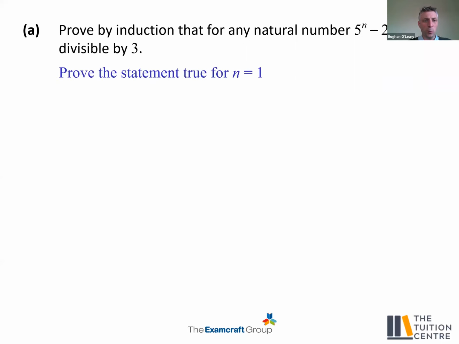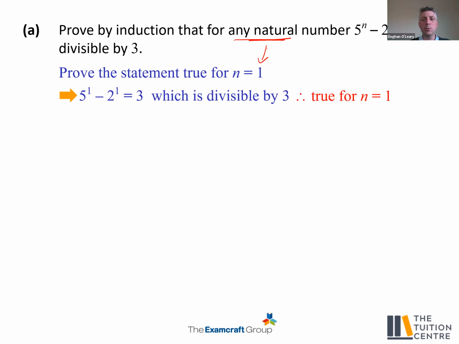So what do we do? We start off, we prove the base case. So in this case, prove it is true for any natural number. So the lowest natural number is 1. So prove it's true for n equals 1. 5 to the power of 1 minus 2 to the power of 1 is 3, which of course is divisible by 3. So it is true for the base case. It is true for n equals 1.